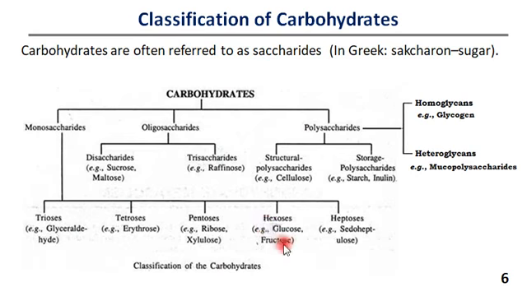Next sugar is hexose sugar. Hexose sugar means a monosaccharide containing 6 carbon atoms, means its chemical formula is C6H12O6. Examples are glucose, fructose, galactose or mannose.